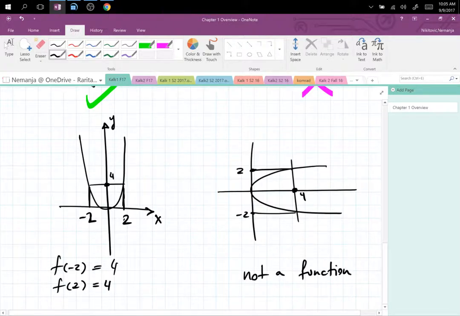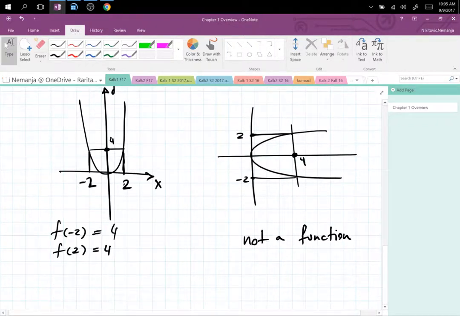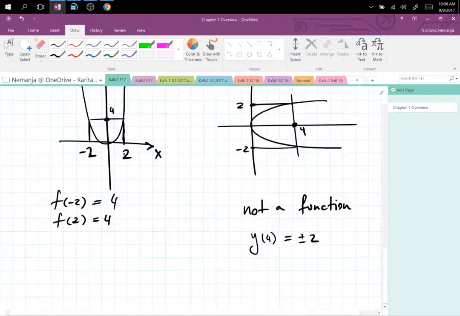It's not a function. So it's okay to have multiple inputs produce a single output, because as you can see, the negative 2 cannot produce any different number than 4. Whereas over here, you have y of 4 producing positive or negative 2, which is not good. So not a function.